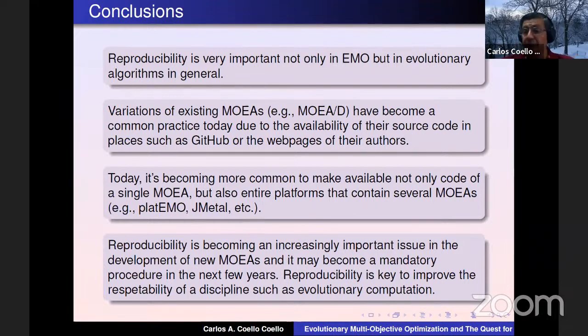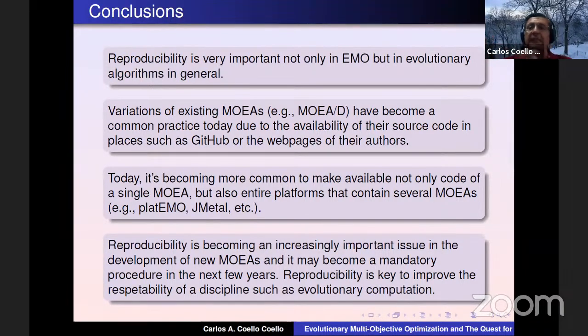But today we have entire platforms available. One of the most famous is PlatEMO, which is in MATLAB, and it contains over 100 multi-objective evolutionary algorithms. But there are others like jMetal that was developed in Spain and contains an important number of algorithms. There are versions in C, in C++, in Java, and I think also there is one in Python. So these platforms have become relatively popular today for validating new algorithms.